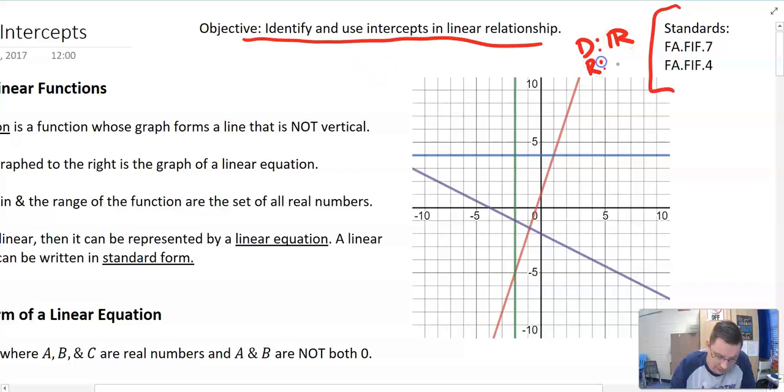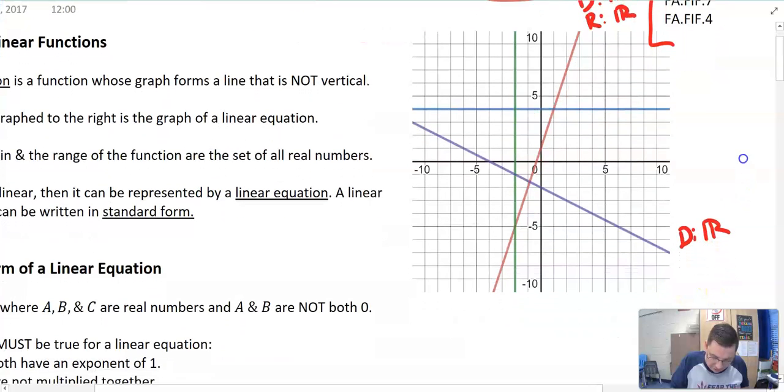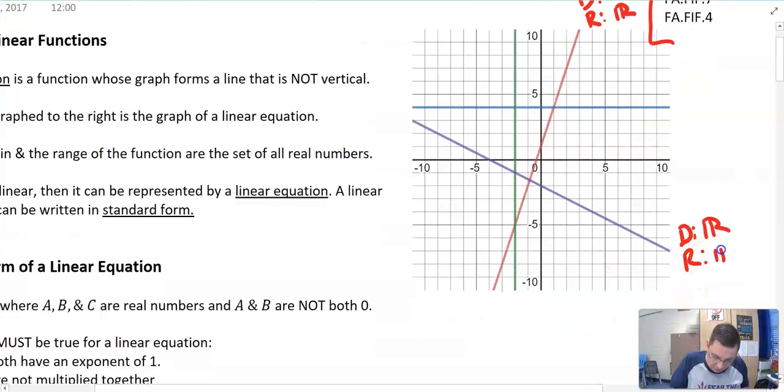And the range of this is all real numbers, because that red line is going down to negative infinity to the left and up to positive infinity to the right. It's going up here to positive infinity, out to the right to positive infinity. The purple line does the same thing. The domain is all real numbers, and the range is all real numbers. So we have both of those there.